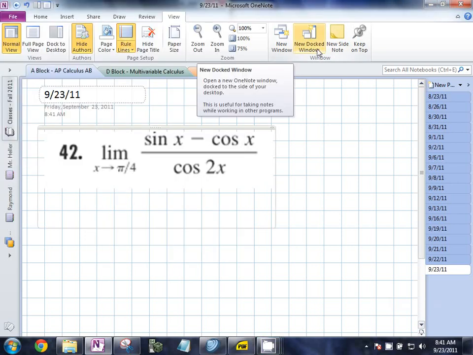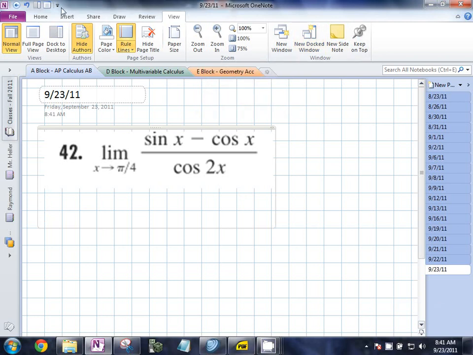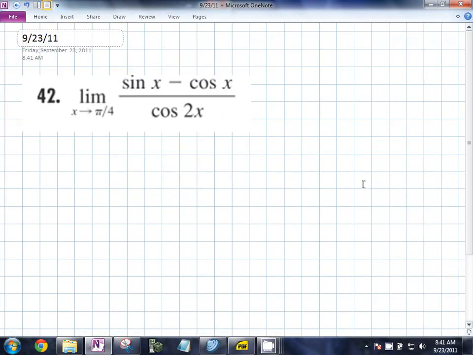Can you plug in pi over 4? No. So what do you need to do first? Can you factor? No, there's not really anything to factor. What can you do now? You have very limited numbers of things you can do. So what's one thing? You can make a table. No, we're past making tables now. Making tables is your last resort.